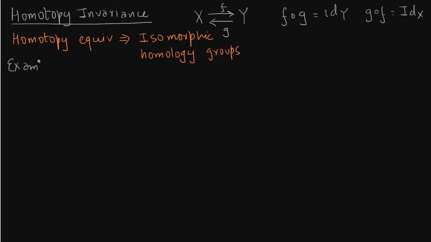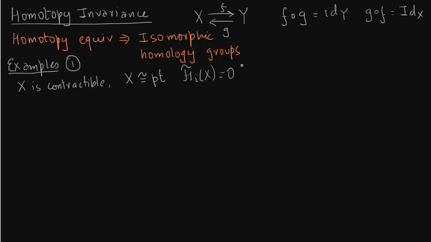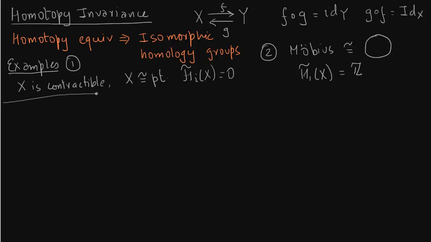So what are the examples? If space x is contractible, then x is homotopy equivalent to a point. So the reduced homology groups are 0. The second example is the Mobius strip. Now this is an exercise in Hatcher, I think the first exercise of chapter 2. So the Mobius strip is homotopy equivalent to the circle. So see, I have already started using reduced homology groups.